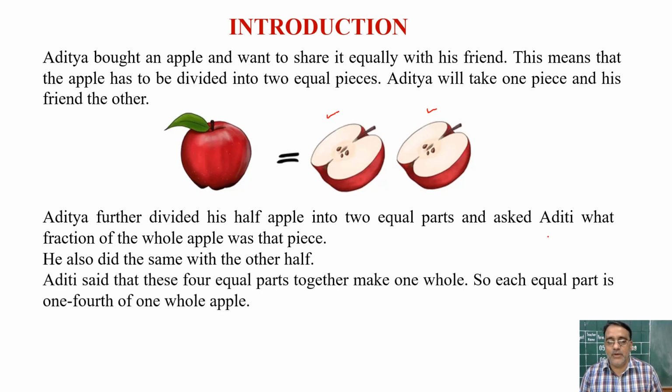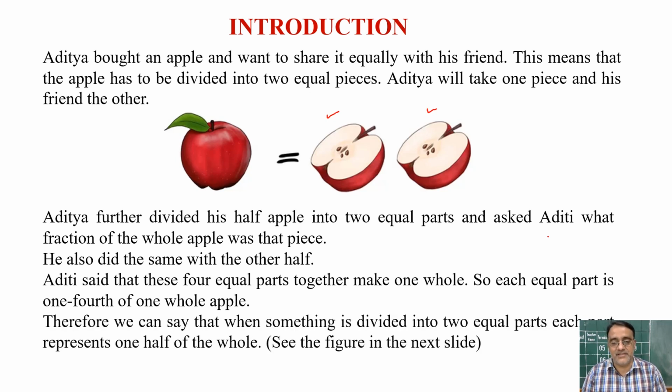Okay, so each equal part is 1/4 of one whole, right? Therefore we can say that when something is divided into two equal parts, or three equal parts, or four equal parts, each part can be represented in terms of fraction. If we are dividing into two equal parts, then we can say 1/2 of the whole, right? See this figure. This is half, this is half. 1/2 of whole, right? Okay, I will show you with the picture also.